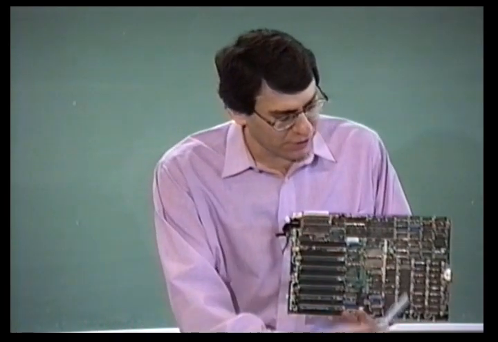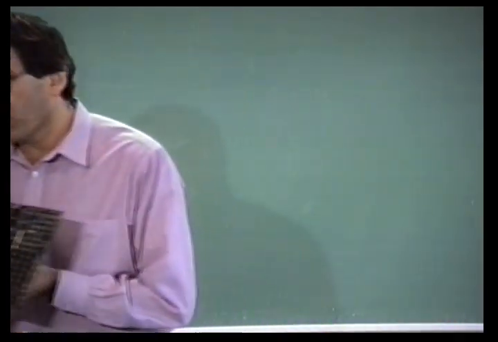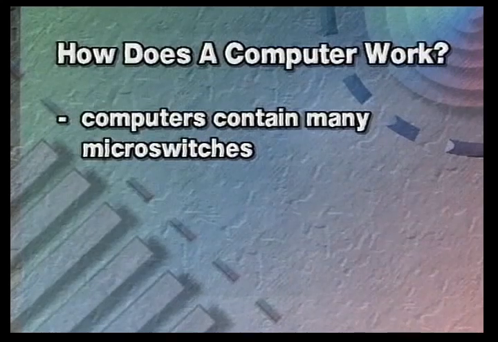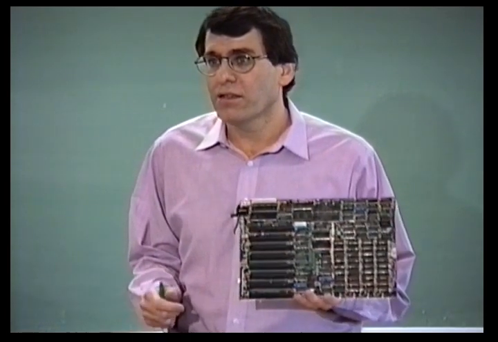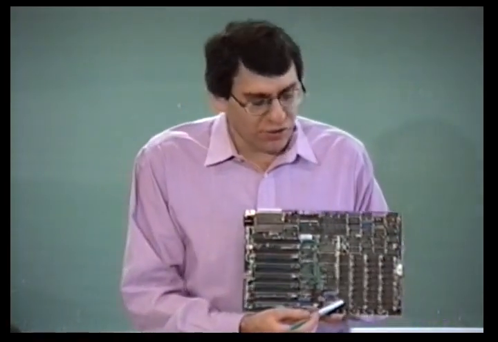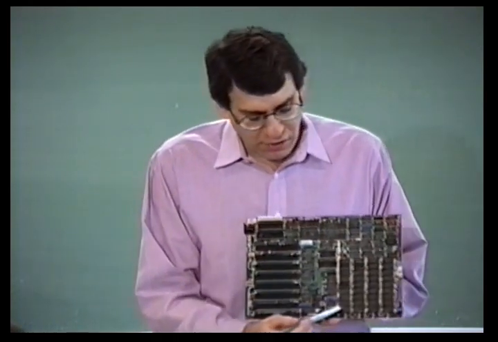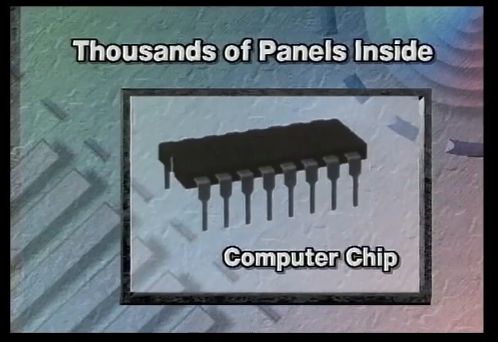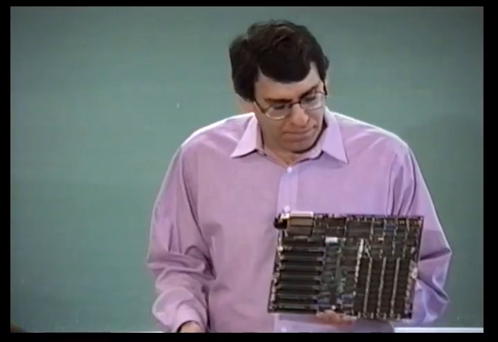Switch panels upon panels upon panels upon panels. Now inside every one of these black boxes are thousands of switch panels. So remember I told you they're called microswitches? The reason they're called microswitches is they're tiny. They're invisible to your eye. But they're designed inside these little chips. And these little individual black boxes are referred to as chips. And inside each chip are thousands of these panels.